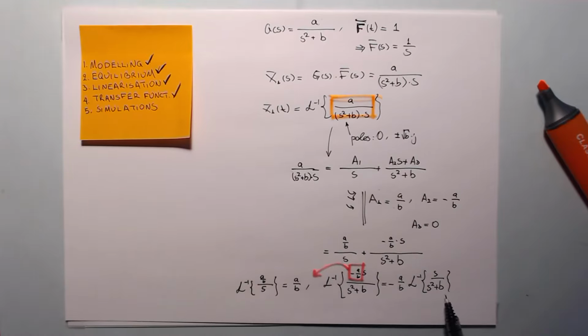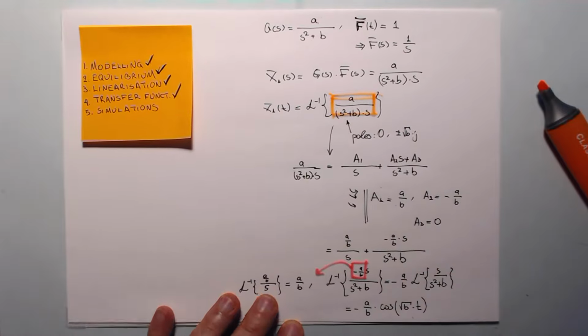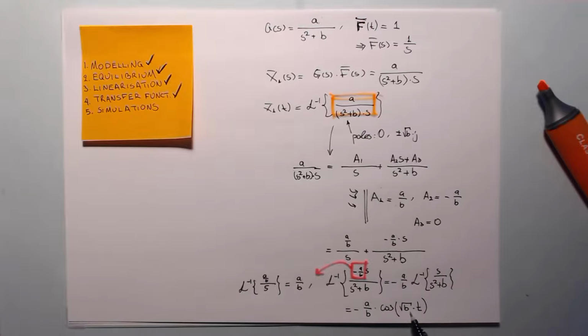So you see what we have. This will give a cosine. This will just give a cosine with a square root of t apparently here.